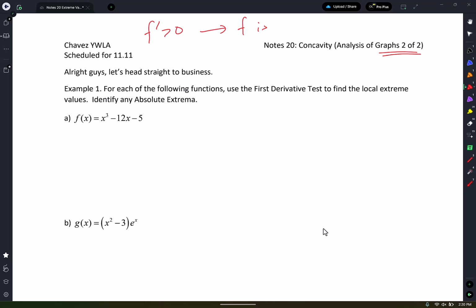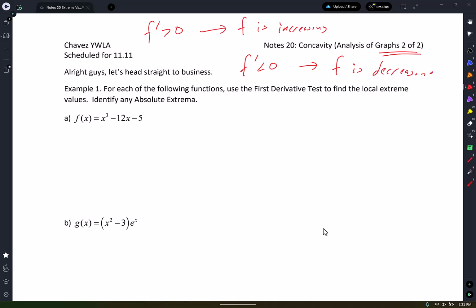Guys, come on. This is a theme for today. If f prime is positive, what's going on with f? Oh, it's going up. It's increasing. F is increasing. Guys, come on, guys. That was the theme from last time. If f prime is negative, f is decreasing.